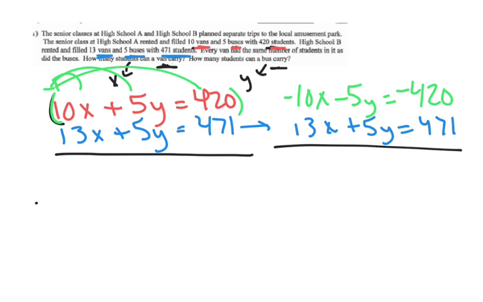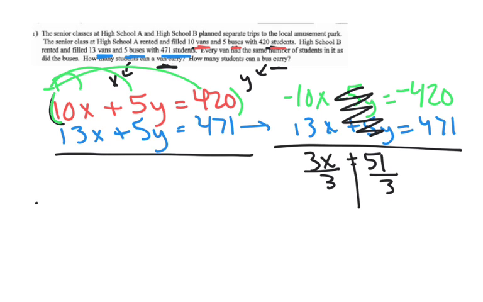So -10x plus 13x is 3x. -5y plus 5y, that cancels. -420 plus 471 will give us 51. We'll solve, so divide by 3. 51 divided by 3 is 17.